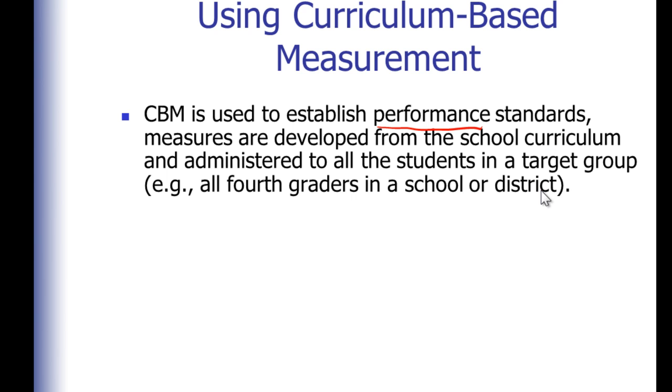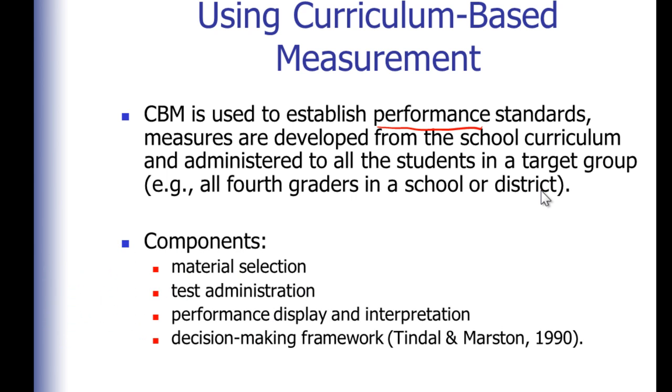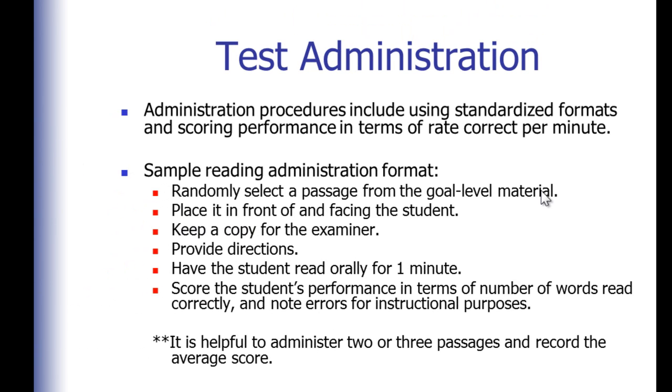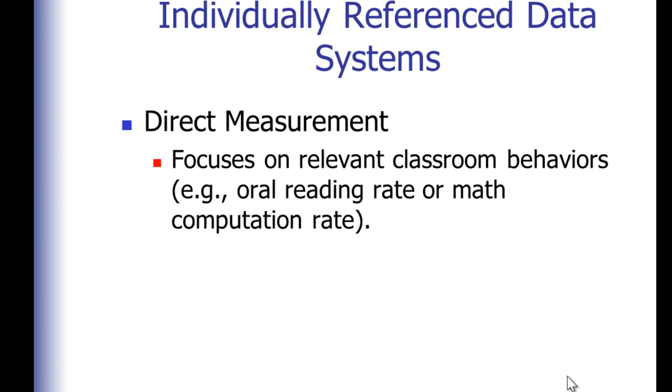Okay, and administer to all students in a targeted group. And then go through this decision-making framework, and this is part of it. You administer the test. Place it in front of them. And I said you have this in your other classes, and if you haven't had it, you will. And we need this down here if we can do 2 or 3 passages, because we call that baseline. How to do it in baseline. Then direct measurement, focus on relevant classroom behaviors, stuff like that.